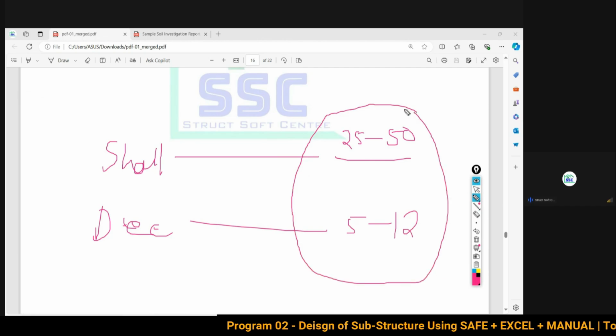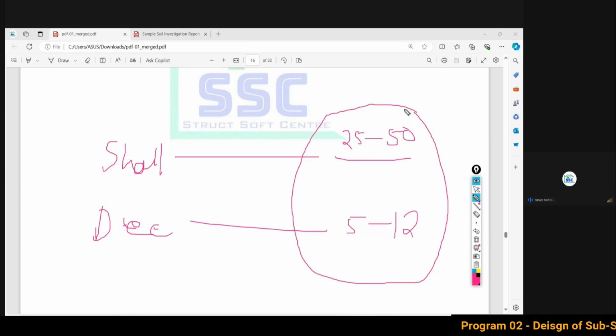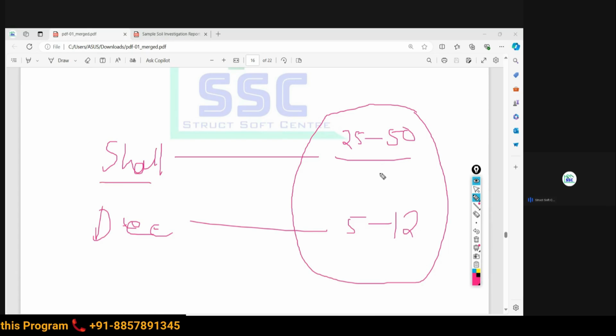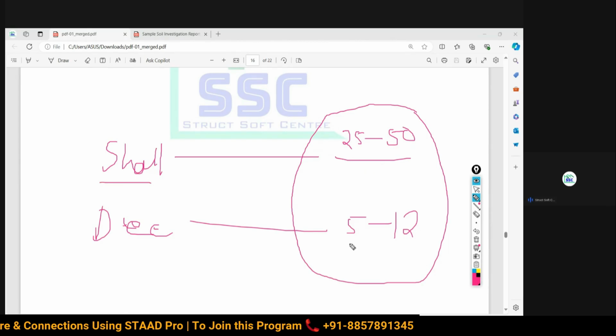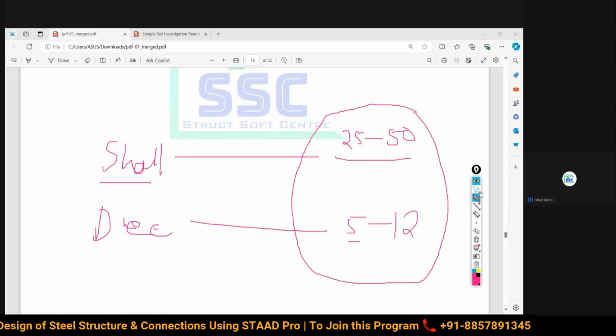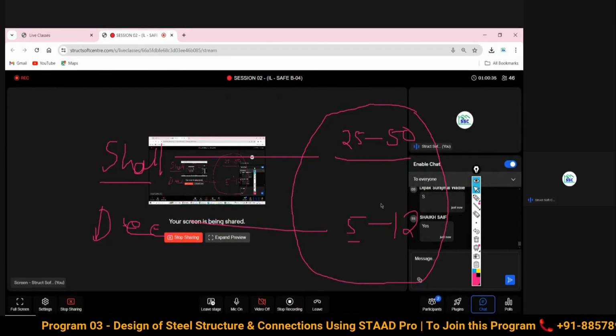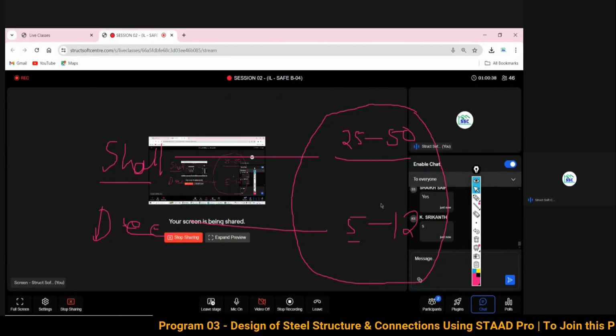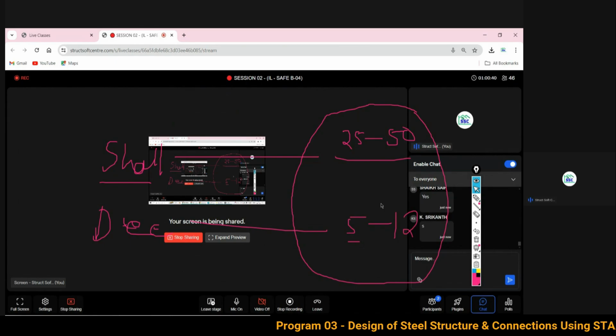After having experience of many soil investigation reports, from the study of them, for shallow foundations the allowable settlement suggested by the geotechnical engineer is from 25 to 50 mm. But when you come to deep foundations, it ranges from 5 to 12 mm. So it is not a fixed value. Again, it all depends upon the testing. After the test, we are going to get the settlement values.